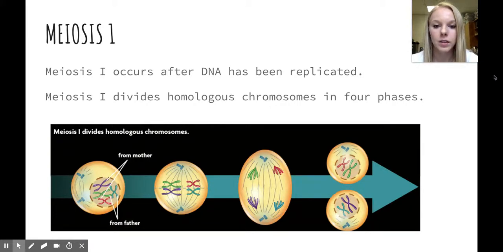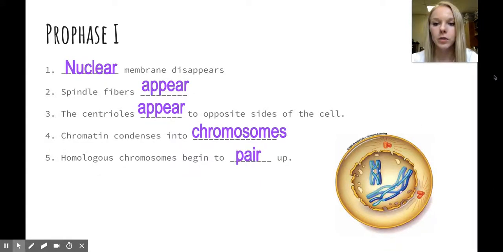Meiosis I occurs after DNA has been replicated. Meiosis I divides homologous chromosomes in 4 phases. You're going to fill in the phases as we go through them together. First, the nuclear membrane disappears. Spindle fibers appear and the centrioles move to opposite sides of the cell. Chromatin condenses into chromosomes and homologous chromosomes begin to pair up.